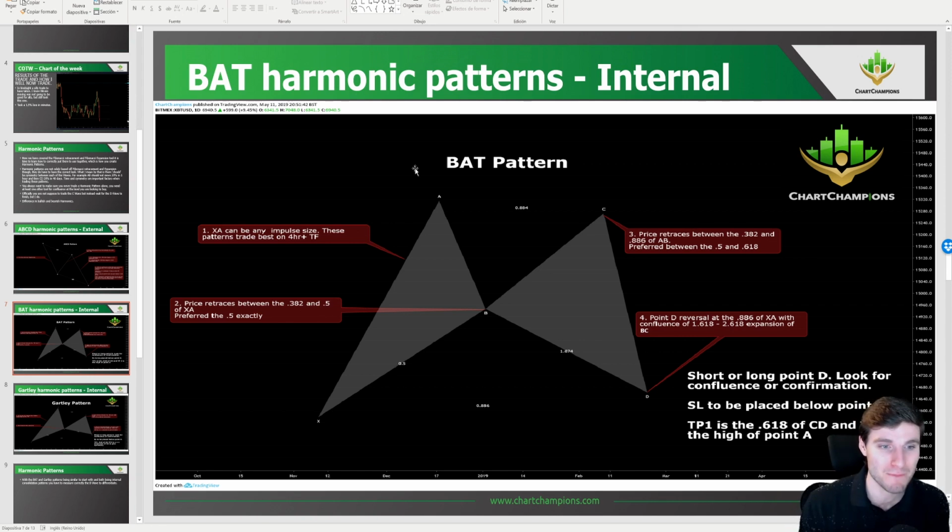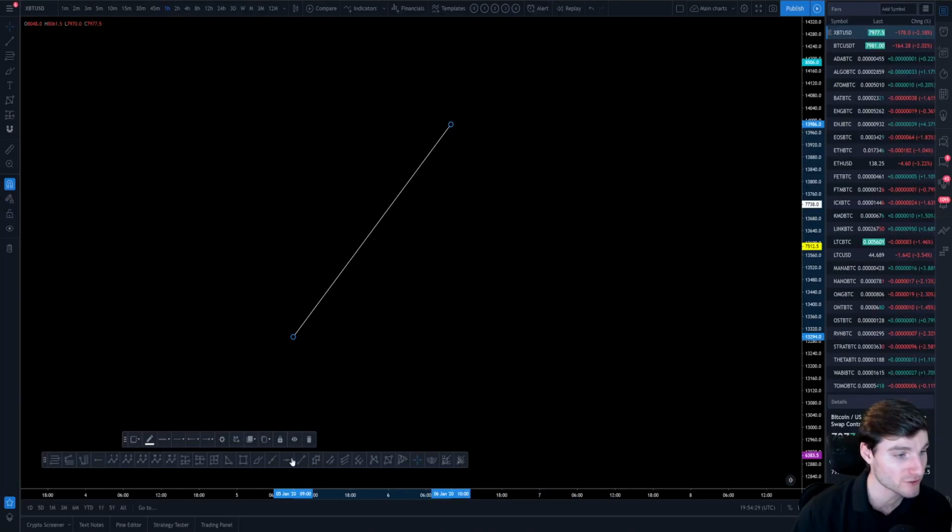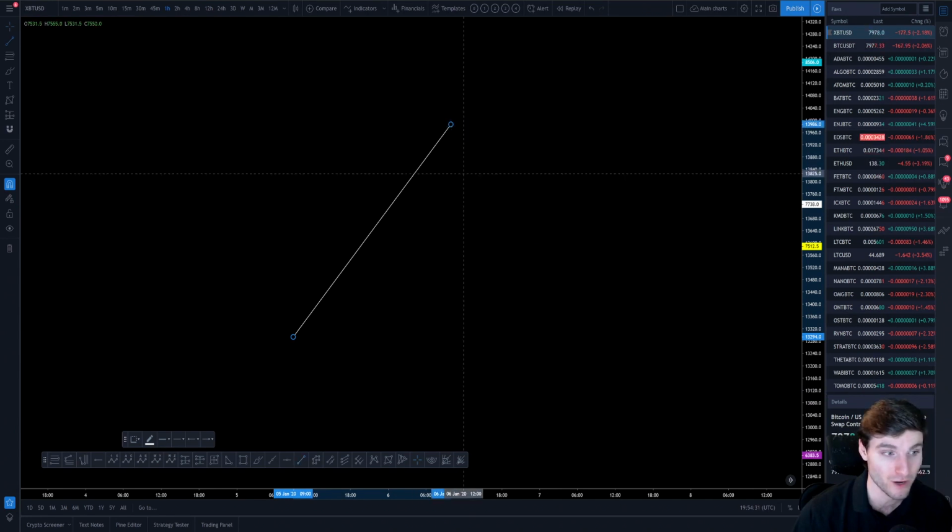And the perfect BAT is where it hits it, as I've listed here. So the perfect BAT would be if it hits 0.5 Fibonacci exactly, and that's obviously what you want to trade. You do want to trade the perfect harmonics more so than a 0.382 BAT. Although it's still valid and you can trade it absolutely, you want to try and see the perfect ones just because then you obviously have more probabilities. But yeah, it can be retraced anywhere between the 0.382 and the 0.5.